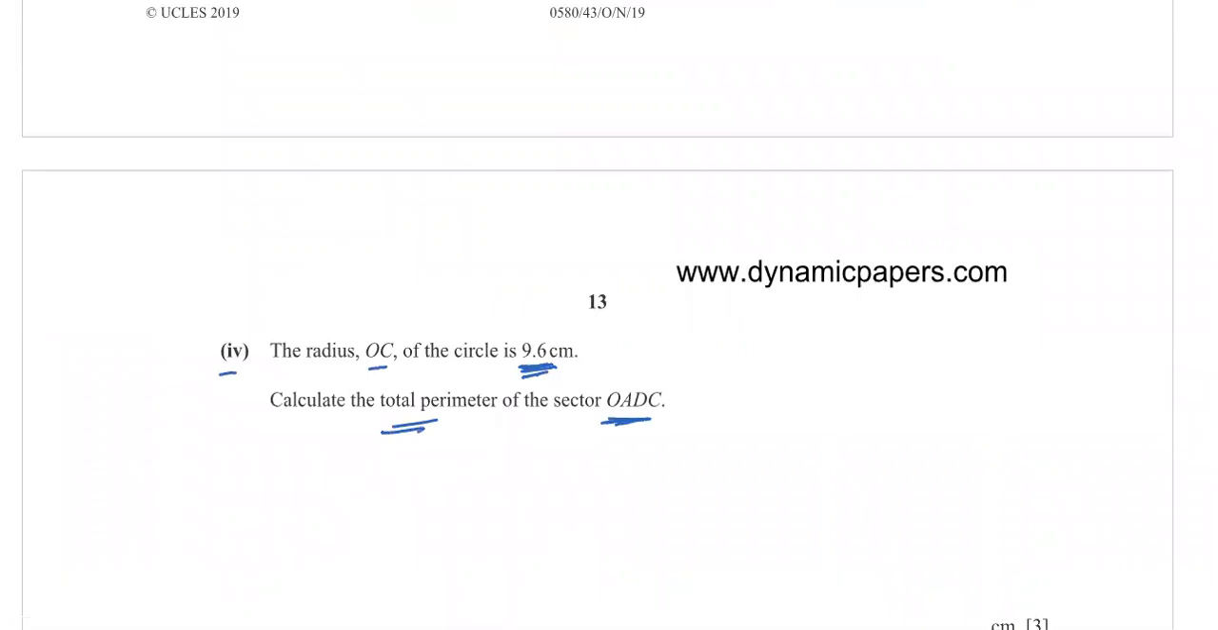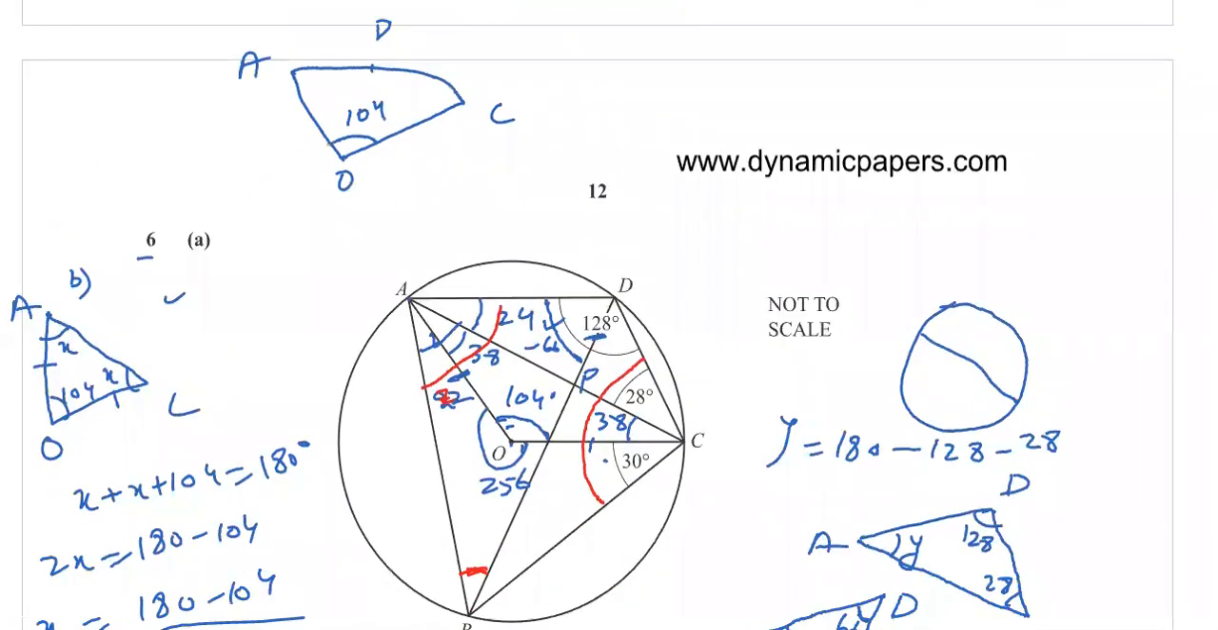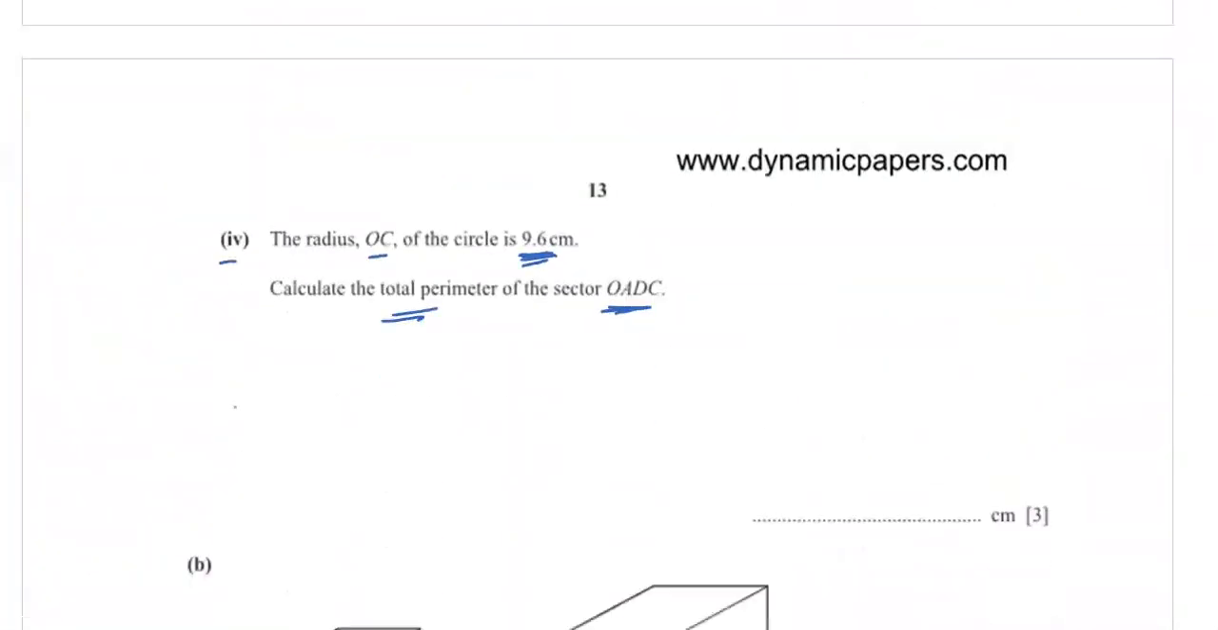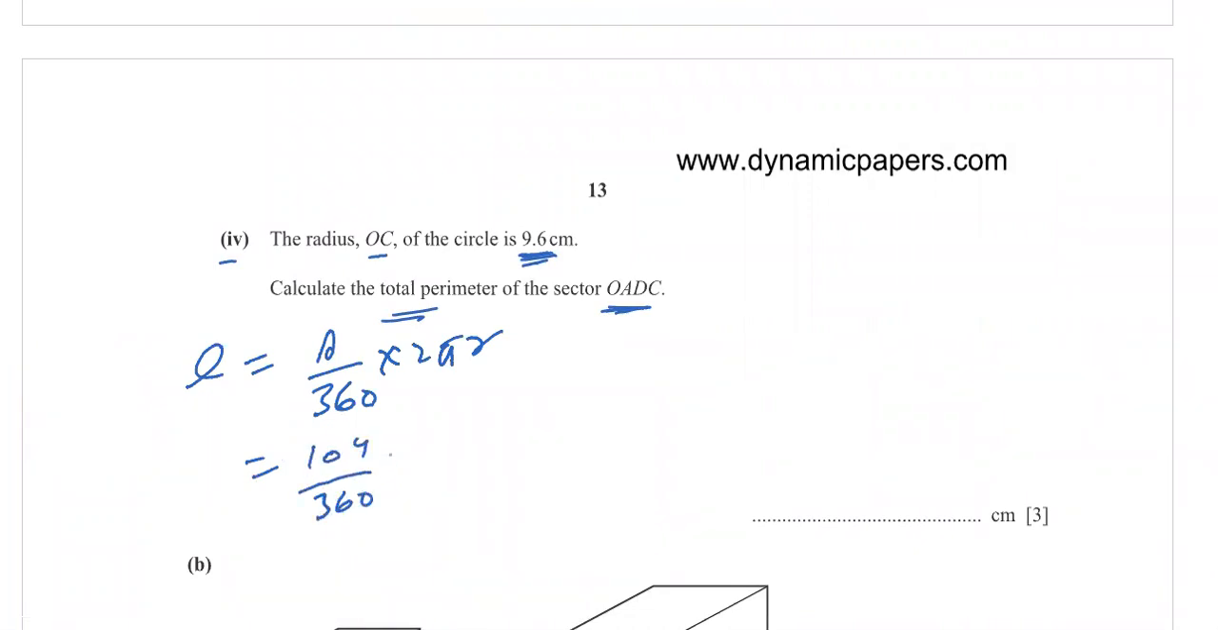So what will be the perimeter? For the perimeter, I need to get this arc AC. First of all, the length of arc AC, let's suppose it is L. What will be the length of arc AC? Theta over 360 times 2 pi r, which will be 104 over 360 times 2 times 3.142 times 9.6. That is L.